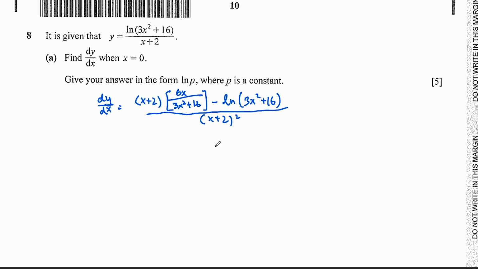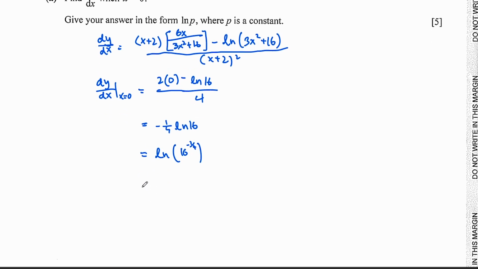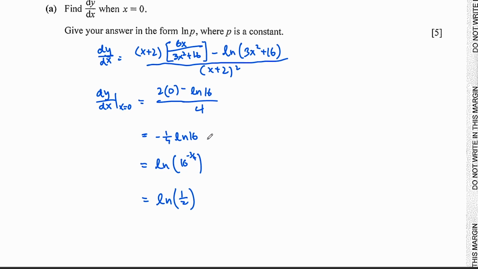And okay, I'm not going to simplify this, because we want to evaluate it when x is 0, so we can just directly substitute the x value in. Right, so I'm just left with -1/4 ln 16. So this -1/4, I can bring it to the exponent inside the natural log, 16 to the power of -1/4. That will give me, right, ln 1/2. Okay.